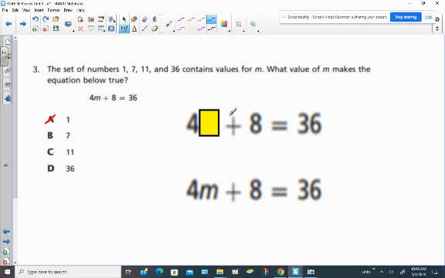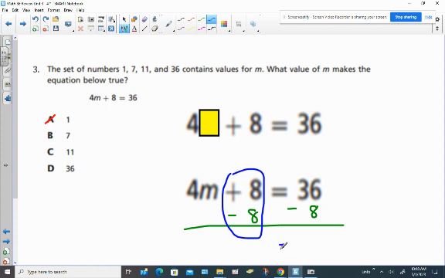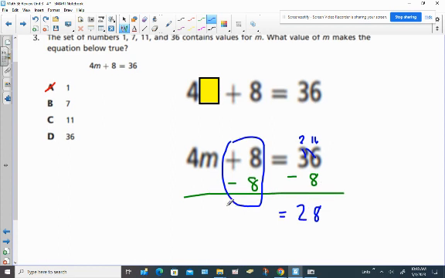and undo that first. So the opposite of add 8 to some stuff is to subtract 8 from some stuff. Everything in this blue circle would cancel out. Ask yourself, what's 36 minus 8? You have to rename here. So it's really the same thing as 16 minus 8, which would be 8, and then bring down the 2. All right, and then we bring down the 4m.